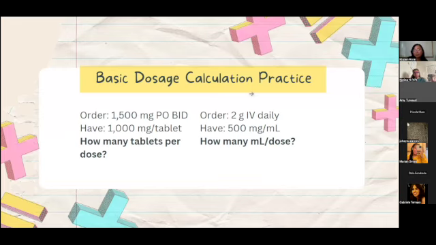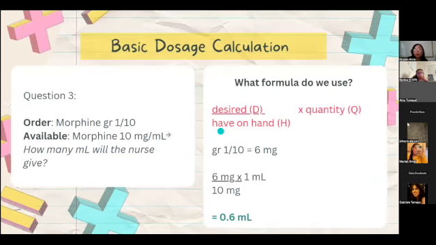Okay, cool. Thank you. Yeah. Okay, so everyone got the answers right. The answer was 1.5 tablets and 4 ml per dose. So you guys are right.